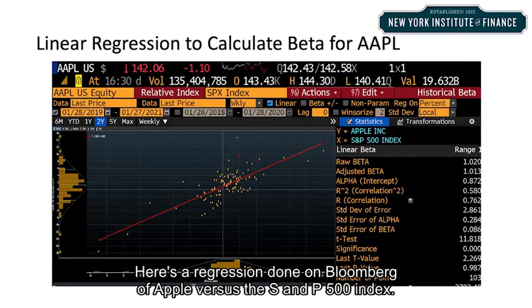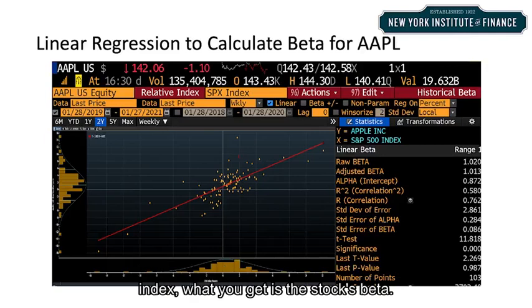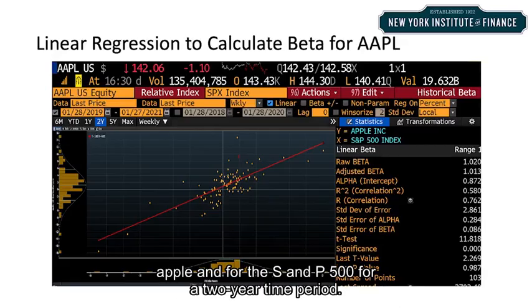Here's a regression done on Bloomberg of Apple versus the S&P 500 index. Now, as you should remember, when you regress a stock against the market index, what you get is the stock's beta. The data shown here are weekly returns for Apple and for the S&P 500 for a 2-year time period.